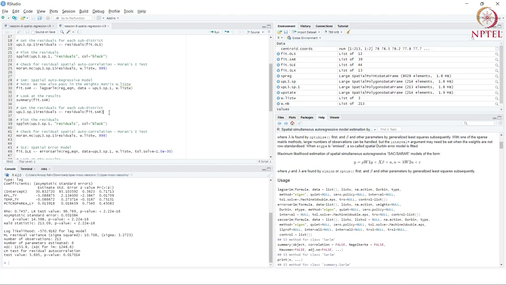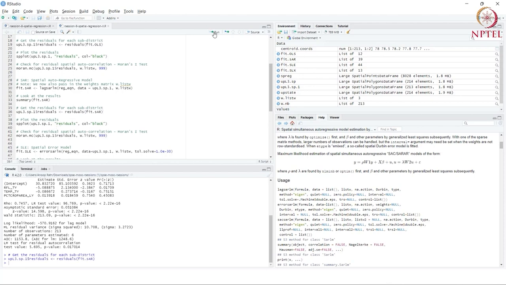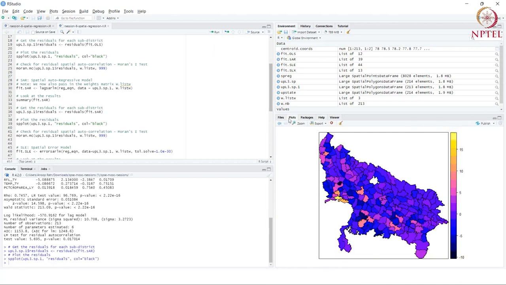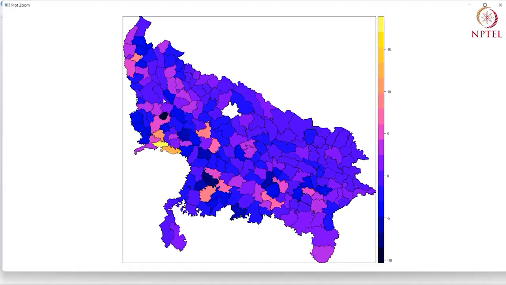So we can repeat the same exercise. We can get the residuals for this model and then plot them and see whether there is still spatial clustering. We still see some. We see high residuals in these areas, but there's a little less clustering in areas of low or negative residuals.